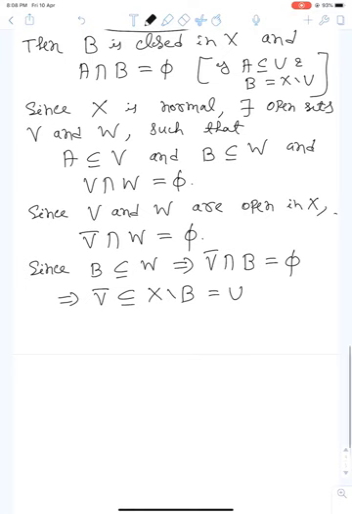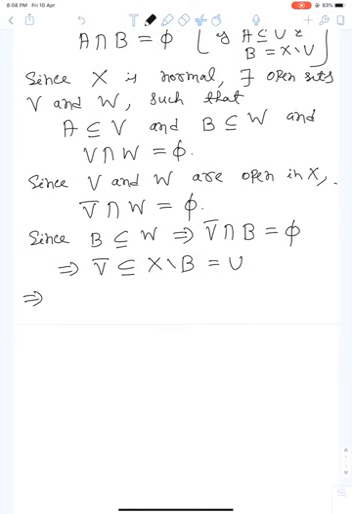So we are done. So that implies A is a subset of V and V closure is a subset of U. This is the required condition.